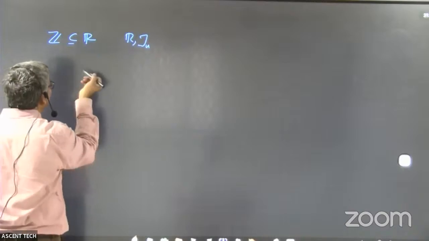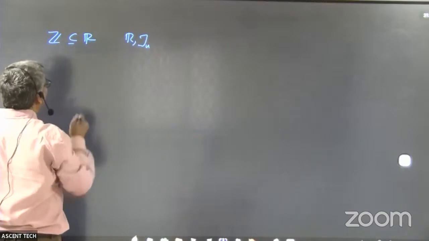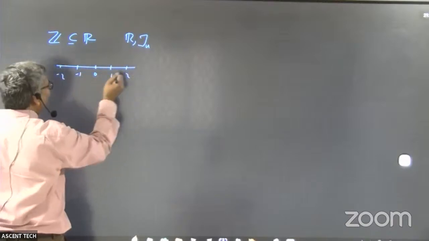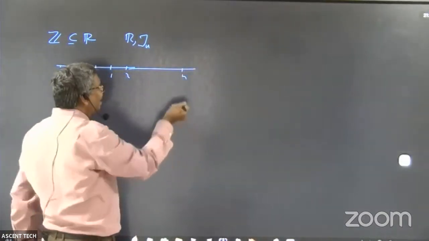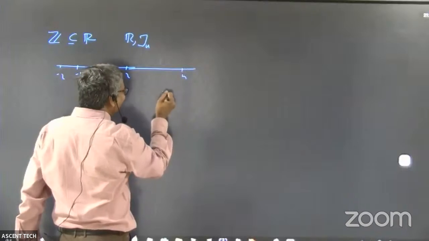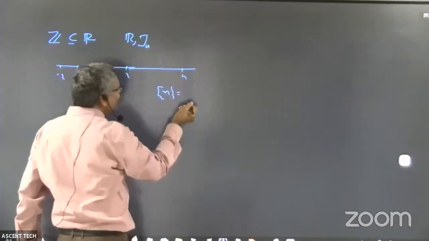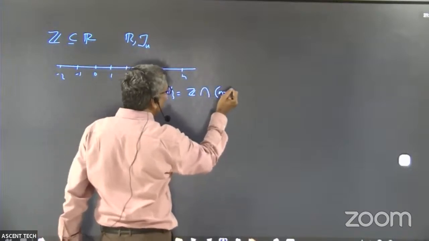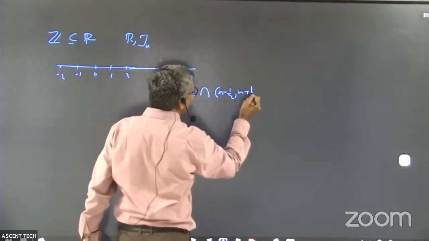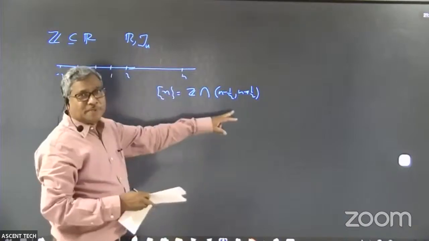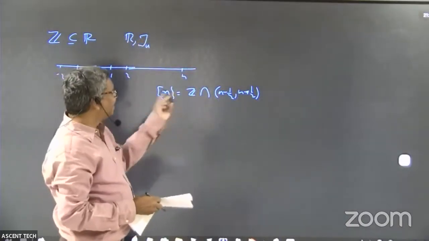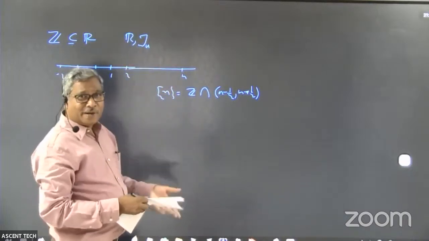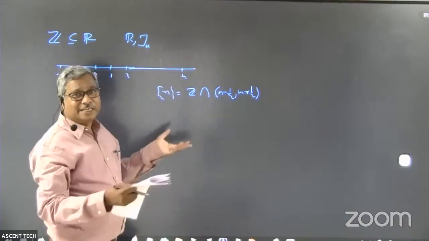You will be very, very surprised, right? What is the topology that Z inherits? In Z, you have 0, 1, 2, -1, -2, and lots of integers. Here is n. The singleton {n} can be visualized as the set Z intersection (n - 1/2, n + 1/2). So (n - 1/2, n + 1/2) is an open set in the usual topology. That intersection has only one element. So every singleton element is an open set in Z in the topology that it inherited. So Z becomes a discrete topology.